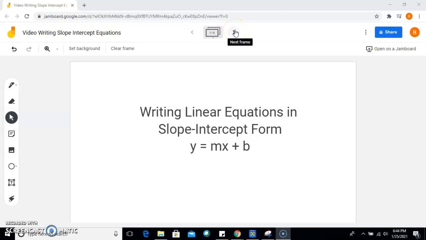Today we're going to be writing equations in slope-intercept form, which we recall is y equals mx plus b. M stands for our slope, and b stands for our y-intercept. And the y-intercept is where the graph crosses the y-axis. These are going to be two important pieces of information that we need when we are writing our linear equations.